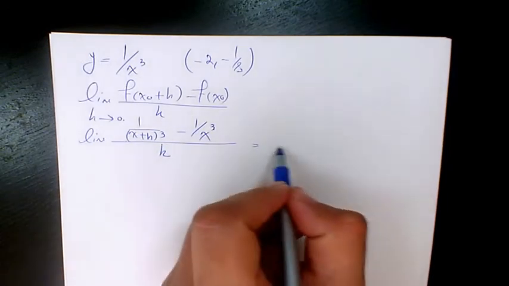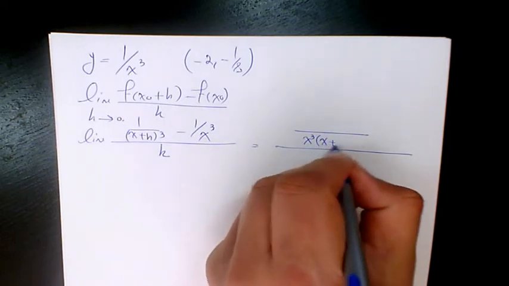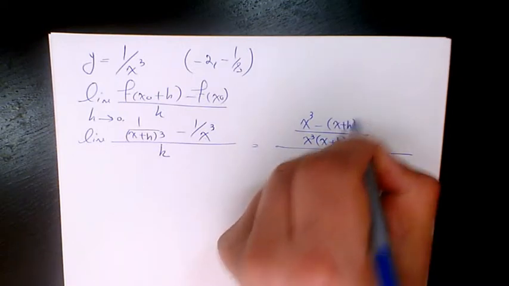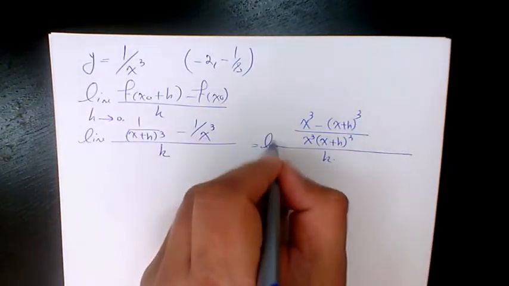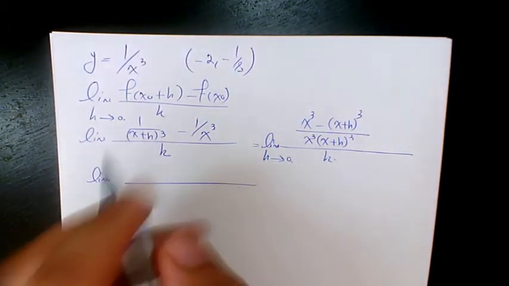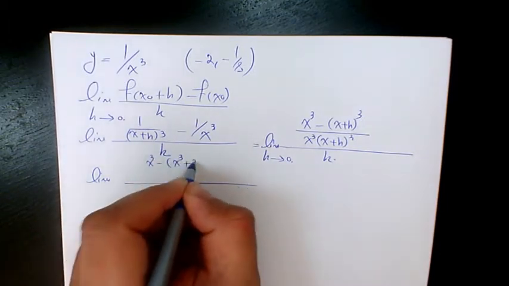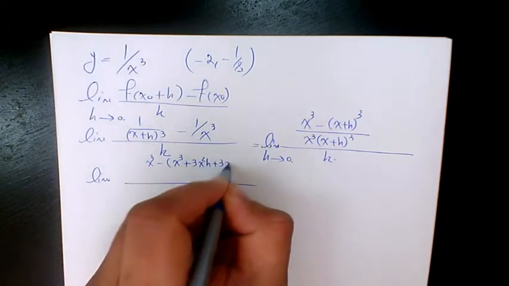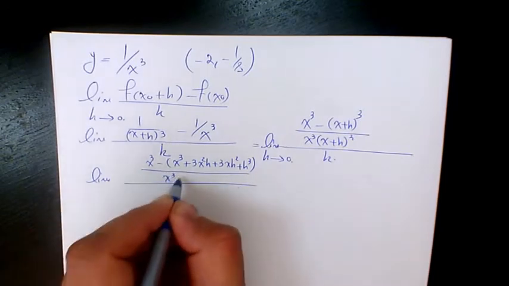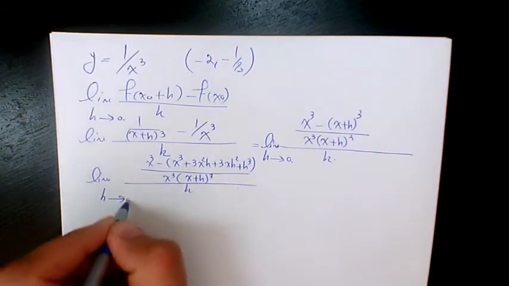So now we need to find out the common factor here. It's going to be x cubed times (x plus h) to the power of 3. And here we have x cubed minus (x plus h) to the power of 3 divided by h. So it's going to be limit of x cubed minus (x cubed plus 3x squared h plus 3xh squared plus h cubed) divided by x cubed times (x plus h) cubed divided by h when h approaches 0.